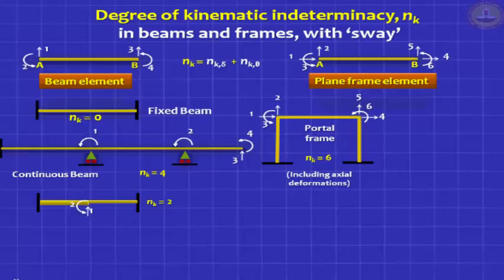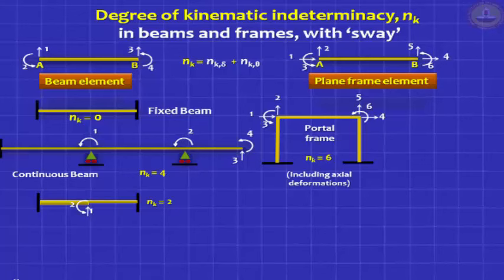Now, one common assumption we make in frames is that axial deformations are negligible. It's actually true. Axial deformations are not negligible only in trusses. In frames and beams, they are considered negligible. If we make that assumption, can you tell me how much NK will reduce?